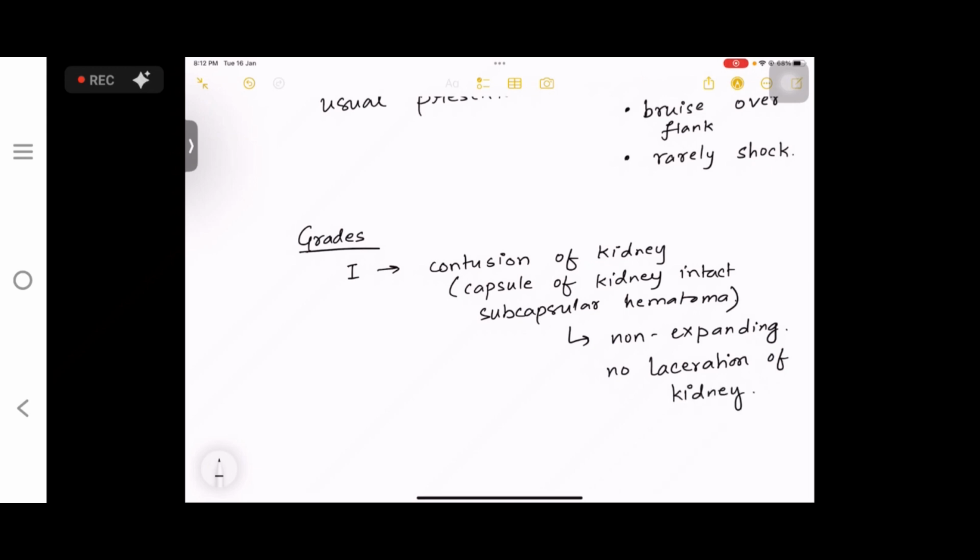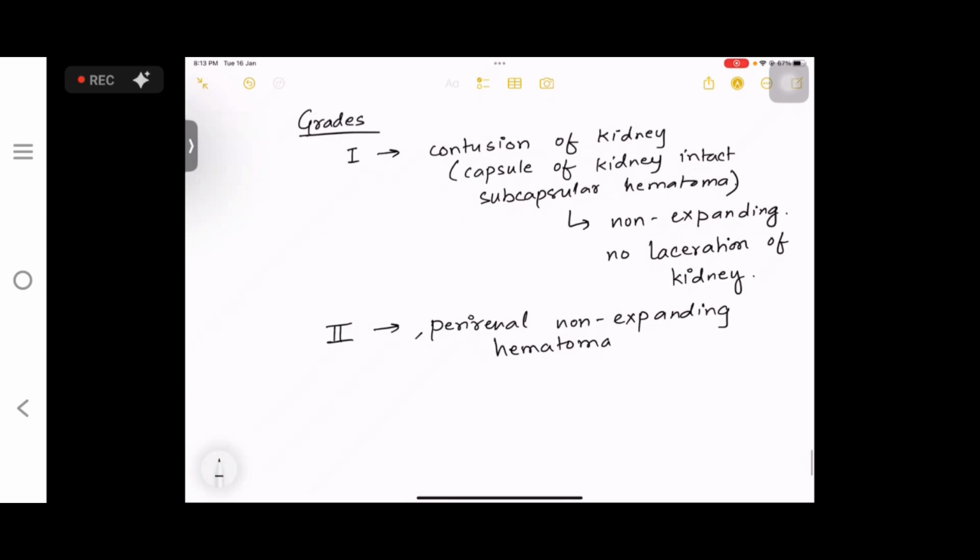The level 2 renal trauma is the one in which there is injury to the perirenal region. The collecting tubules are intact. This is also a case of non-expanding hematoma. The difference of level 2 from level 1 is that in level 2, lacerations of less than 1 centimeter is present in the kidney, whereas in level 1, there were no lacerations.